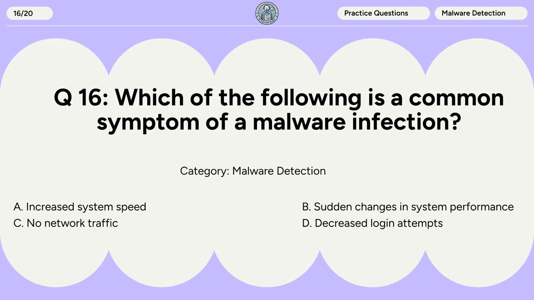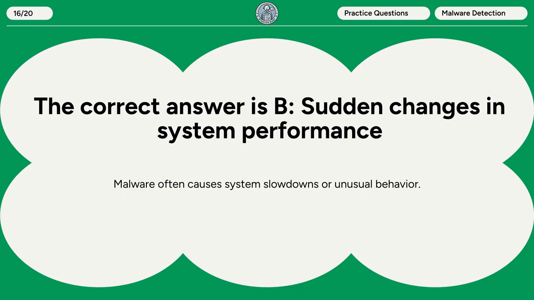Question 16. Which of the following is a common symptom of a malware infection? A. Increased system speed. B. Sudden changes in system performance. C. No network traffic. D. Decreased login attempts. The correct answer is B. Sudden changes in system performance. Malware often causes system slowdowns or unusual behavior.